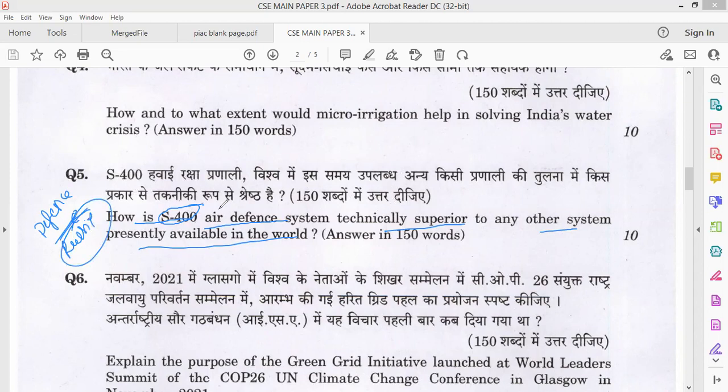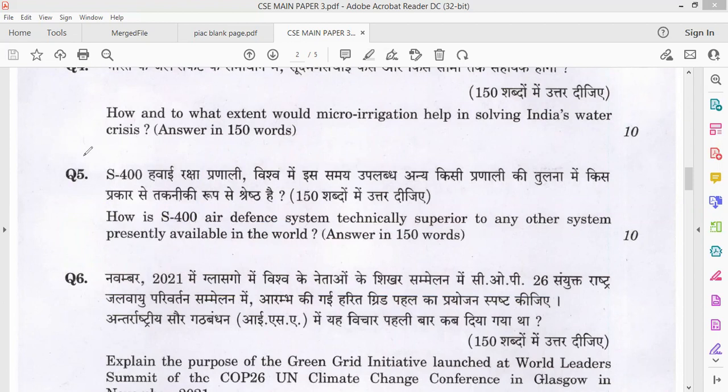So you should know what this S400 defense technology is. First of all, you should know what is S400. Okay, and if you know the S400, you should know how it is functioning, what is the advantage of this S400 over the other technologies. So see the question they have asked: how is the S400 air defense system technically superior to any other system presently available in the world.